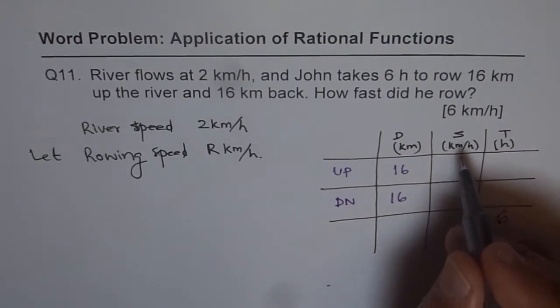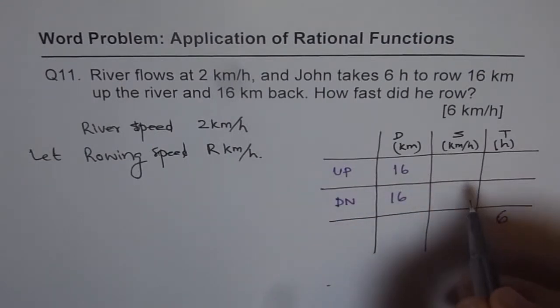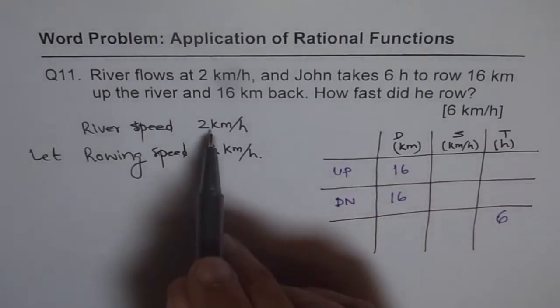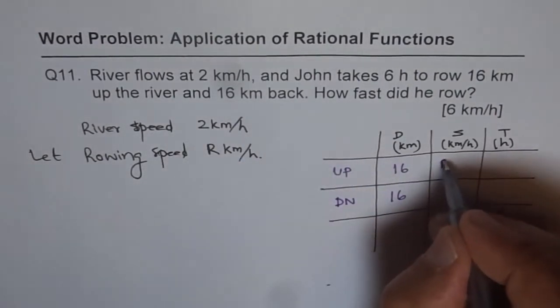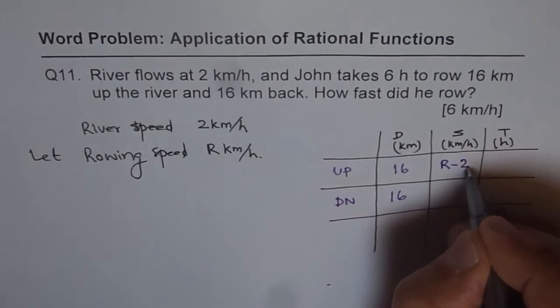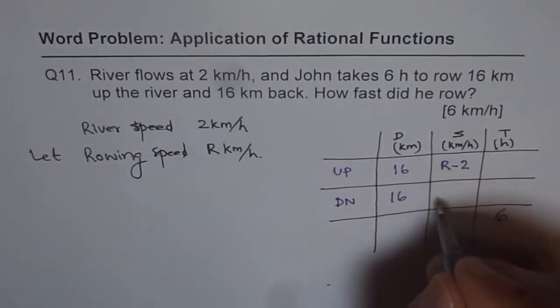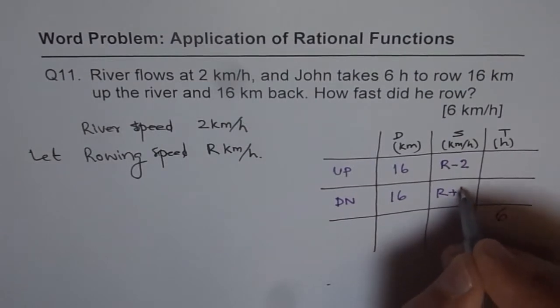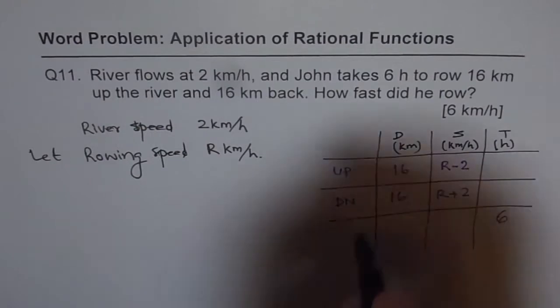Now you have to figure out the speed. When you're going up the river, the river speed should be subtracted because you're going slower, slower by the river speed. So it will be r minus 2, where r is the rowing speed of John. While coming down, the river helps you to move faster, and therefore you're going to take lesser time. Now, you should recall the relation between distance, speed, and time, right?